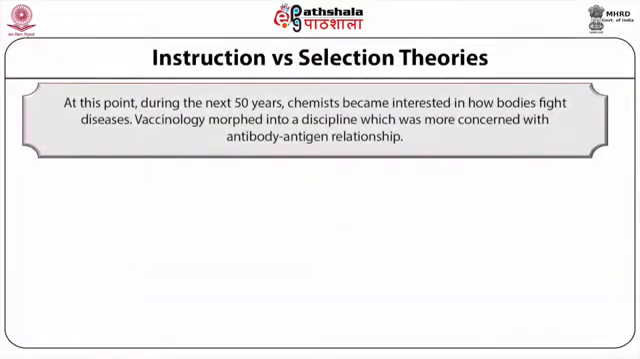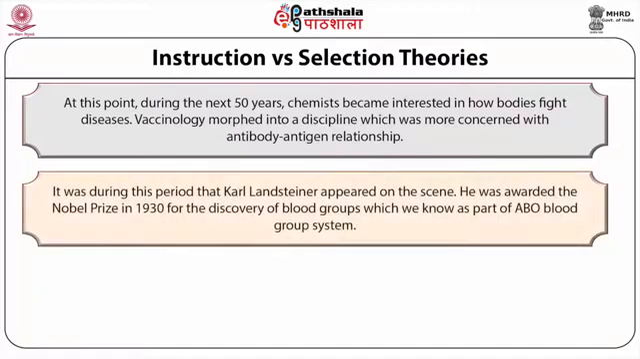At this point, during the next 50 years, chemists became interested in how bodies fight diseases. Vaccinology morphed into a discipline which was more concerned with antibody-antigen relationships. It was during this period that Karl Landsteiner appeared on the scene. He was awarded the Nobel Prize in 1930 for the discovery of blood groups, which we know as part of the ABO blood group system.